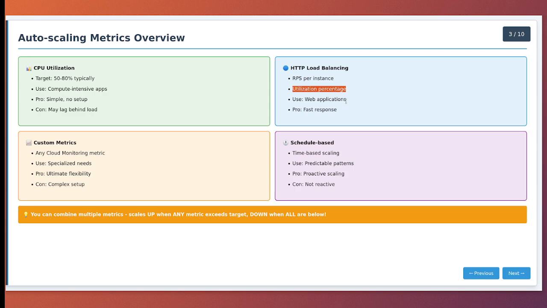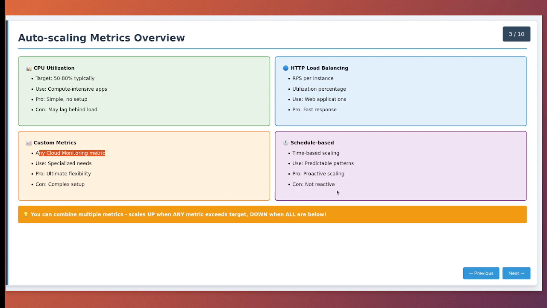Custom metrics from cloud monitoring offer unlimited flexibility. You can scale based on any metric you can measure, for example, queue depth, database connections, application-specific KPIs, or even business metrics. This requires more setup but gives you precise control over scaling behavior.